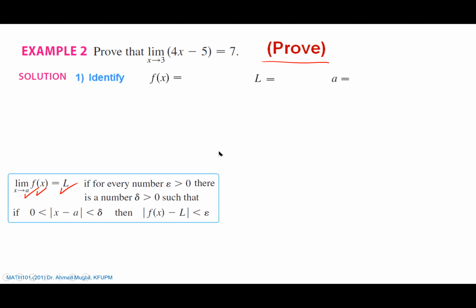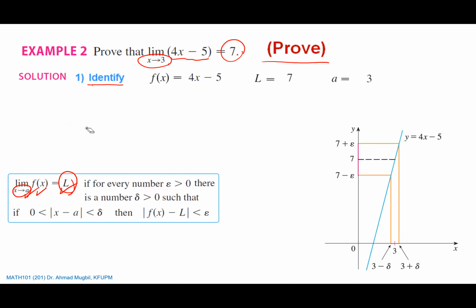Now, step number 1, you should identify your parameters. What is the function? Here it is. Compare it with the definition. Your function is 4x minus 5. Your L, this is L, it is 7. What is A? A is here. Compare it with this, Shabab. X goes to 3, so A is 3. So you have F, L, and A. Now you can go and guess a value for delta. So this is the graph. No need for you to draw the graph, I just do it here for you to understand.